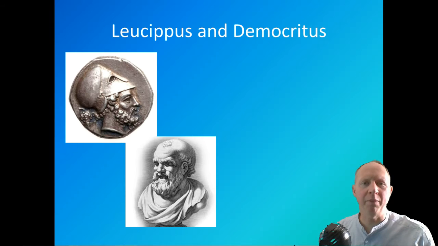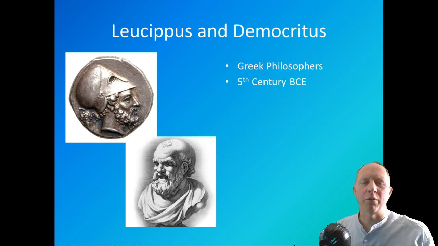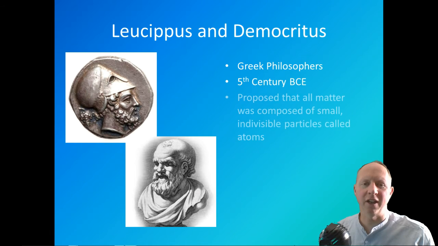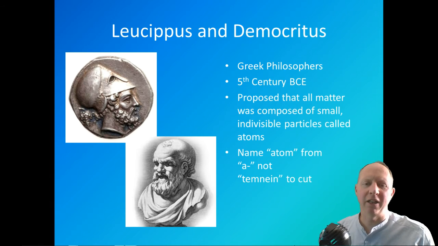So, Leucippus and Democritus were ancient Greeks. They were philosophers, so people who spent a lot of time thinking about the nature of the universe and the nature of our lives. And they lived and wrote in the 5th century BC. So about 2,500 years ago, and they proposed that all matter was composed of small, indivisible particles called atoms. So you can't cut these particles up anymore. So the word atom actually comes from a, meaning not, and temnein, meaning to cut. So something you can't cut up at all.